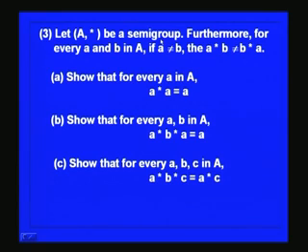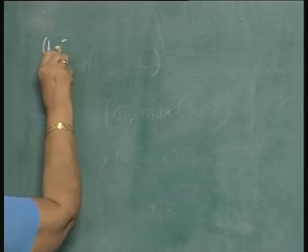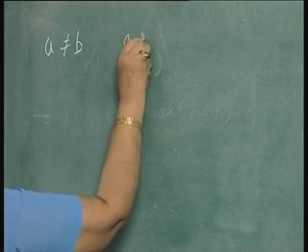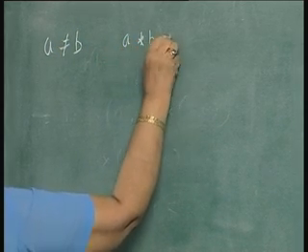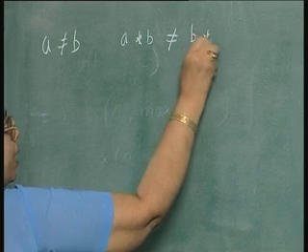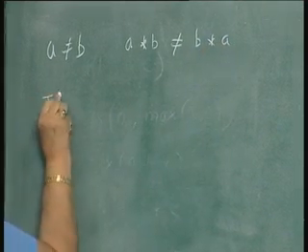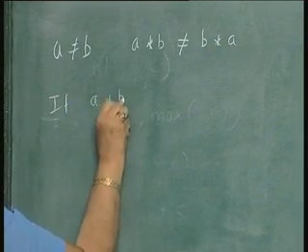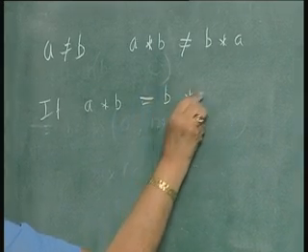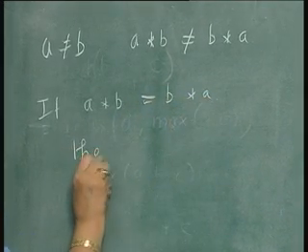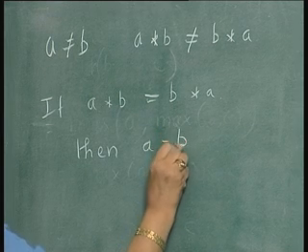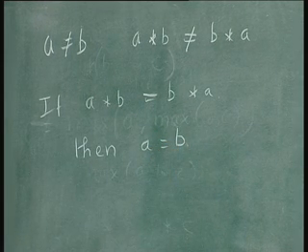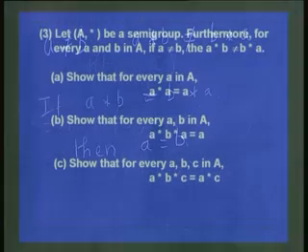For a semigroup, closure and associative property hold, and the condition given here is A not equal to B means A star B not equal to B star A. The other way around, you can say that if A star B equal to B star A, then A is equal to B. This is the contrapositive. So, 3 results you have been asked to prove.